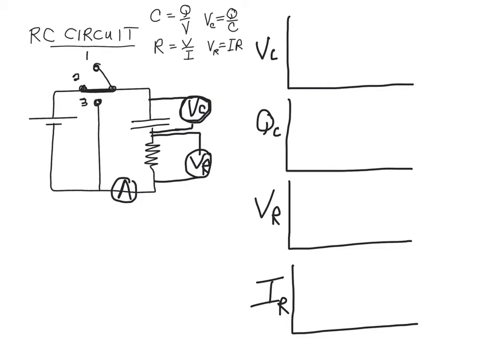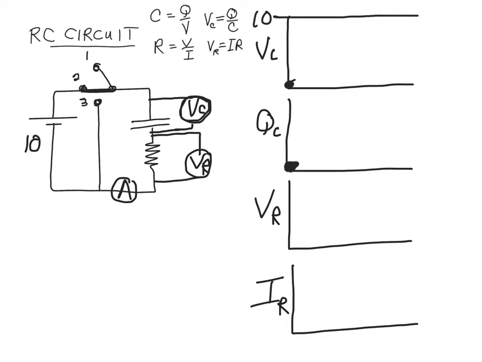Okay, so what we do know is that the capacitor starts uncharged. So we know that the voltage on the capacitor will be 0 if there's no charge on the capacitor. So this is going to start at 0, and it's going to charge to the battery voltage. Let's put a number in there. Let's make it 10. So it's going to charge to 10 volts.